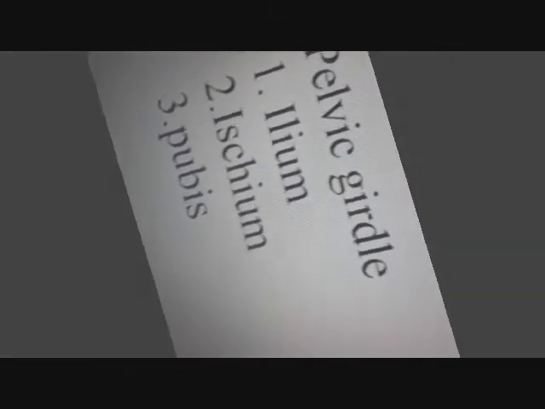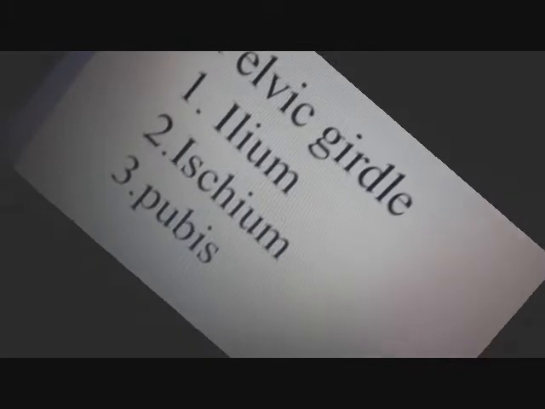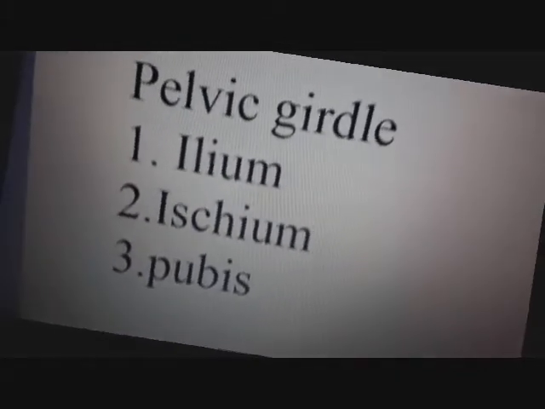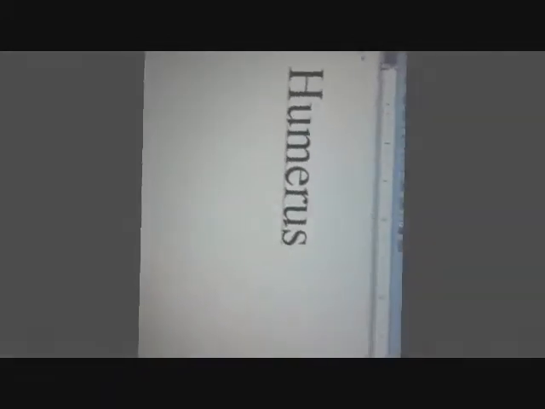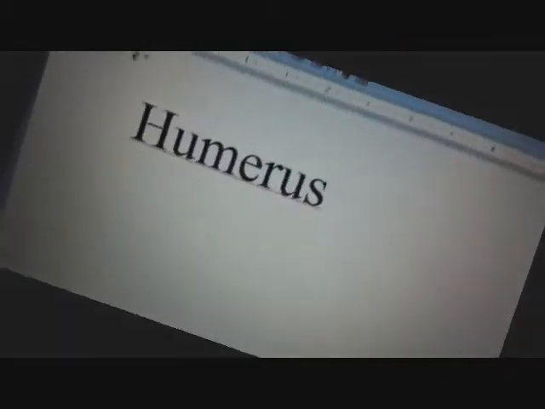What is the longest and largest bone of the upper extremity? The longest and largest bone of the upper extremity is the humerus. Name the bones in the wrist, in the hand, and in the fingers. The carpals are the wrist bones. Metacarpals are the bones of the hand. The phalanges are the bones of the fingers, the finger bones.